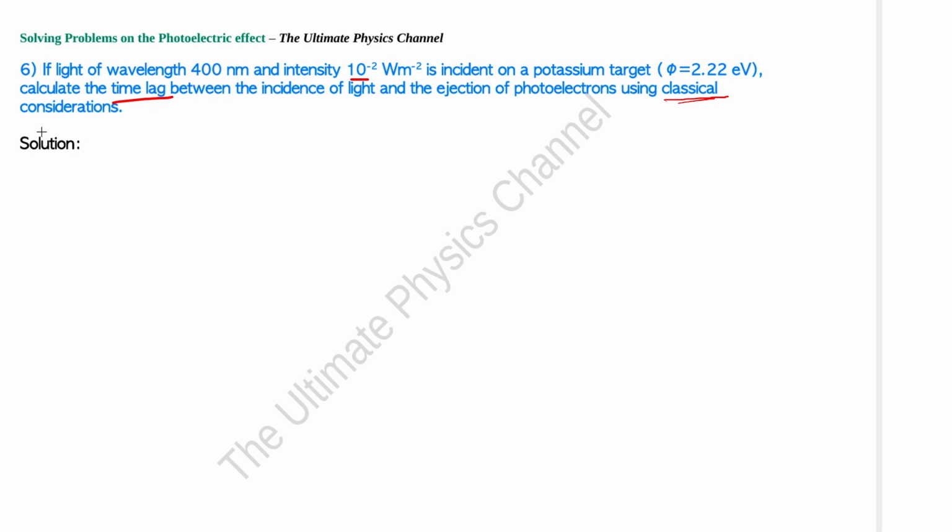So what do we mean by that? In the photoelectric theory, that is Einstein's photoelectric theory, which is a quantum theory, there is no time lag between the incidence of light and the ejection of photoelectrons. This is quantum theory.